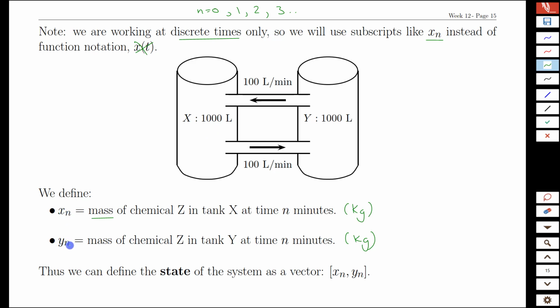And having defined x_n and y_n, so how much is in tank X at minute n, how much is in tank Y at minute n, we can now see how we might have a vector showing up. If we partner these two elements together, they combine to define what we call the state of the system. If after 5 minutes we have 60 kilograms and 30 kilograms of chemical in each of those tanks, we could represent that with a vector form.